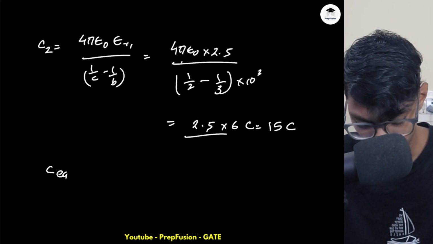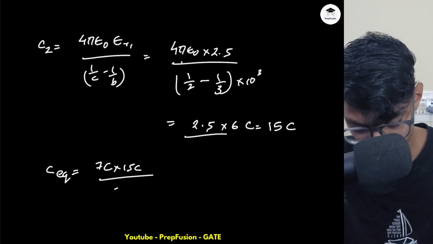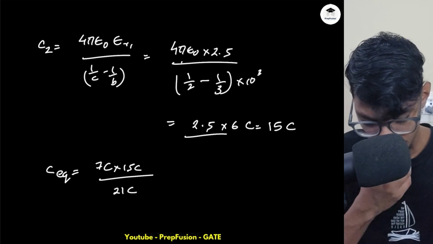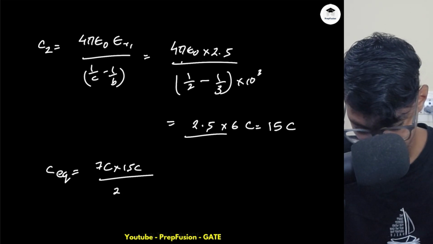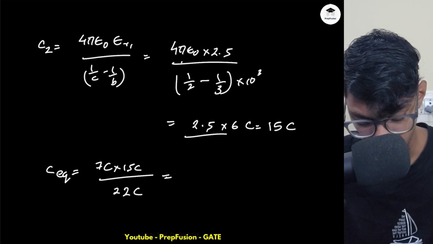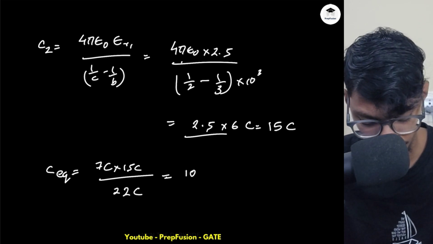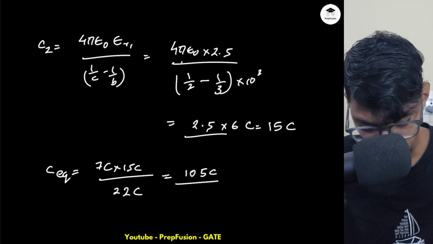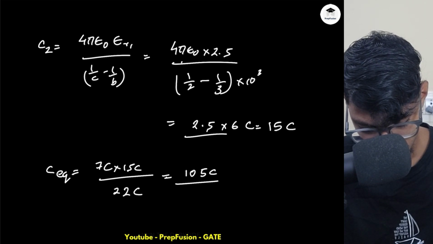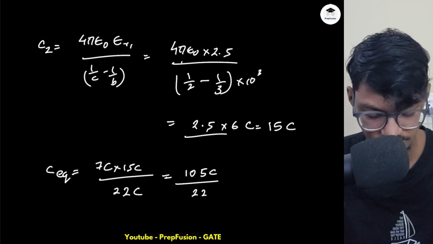So now I can simply find out the C equivalent. C equivalent means 7 C into 15 C divided by 21 C. 21 or 22? Sorry, not 21. 22 C. Okay, so C will get cancelled. So this will be 7 into 15, that is 105 C, and this is 22. Correct. Now can division of this further be possible? No, division of this further is not possible.